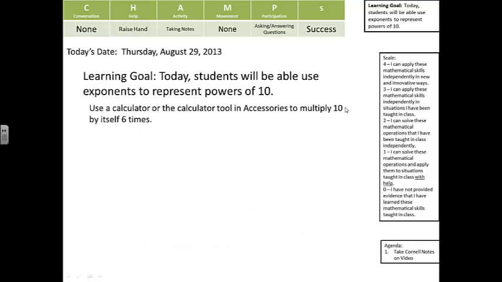You can test to see if this actually works. So if you can get out a calculator or use the calculator tool that's on your computer, go ahead and type in 10 and multiply it times 10 times 10 times 10 times 10 times 10 and see what your answer is. And if you do it correctly, you should get 1 million for your answer.